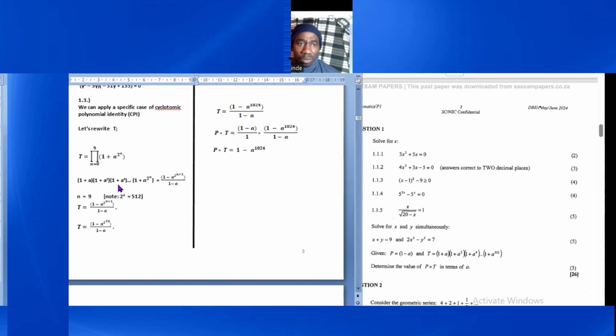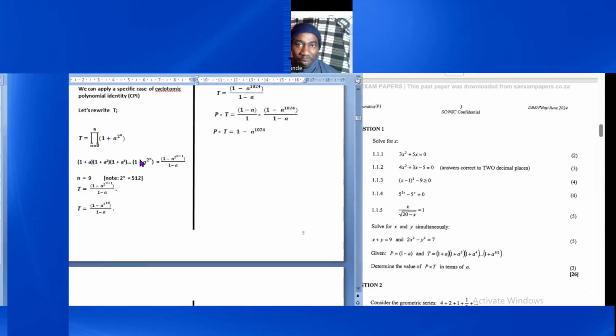So you can experiment with this to prove if it works or not. You can experiment with a as any integer. You can use a equals 2, substitute it into this question and work it this way and see if you get the same solution, a correct solution. I've tried it and I saw that it worked. So this is the method that you would use to solve that question 1.3.